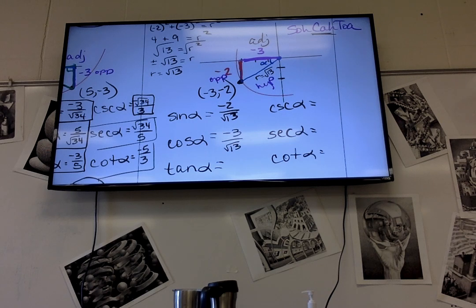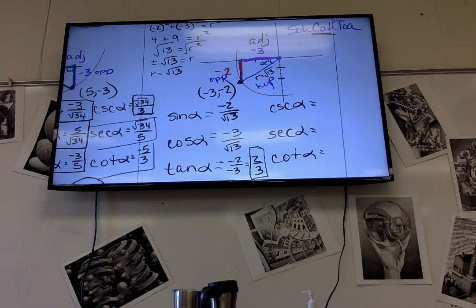Adjacent over hypotenuse, negative 3 over square root of 13. Excellent. Abby, what about the tangent? Negative 2 over 3. Yep, good. Opposite over adjacent, but when I simplify it, what do I get? 2 over 3, because negative over a negative is a positive. So do go ahead and reduce it. But yes, that's right.